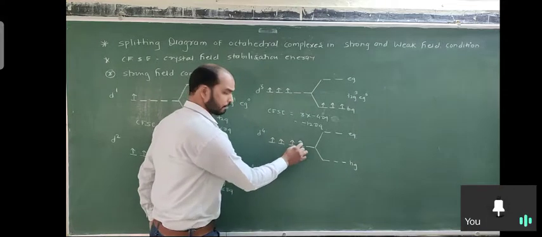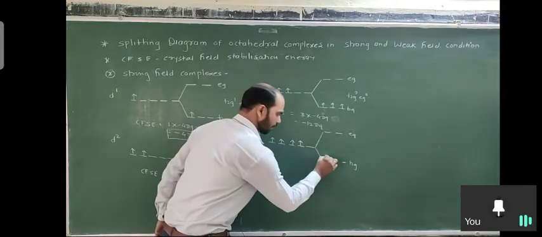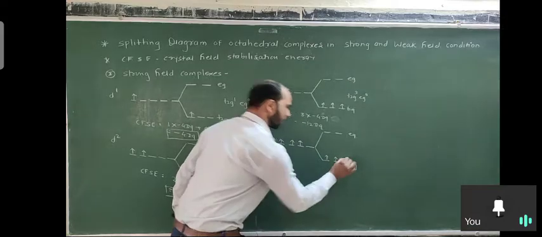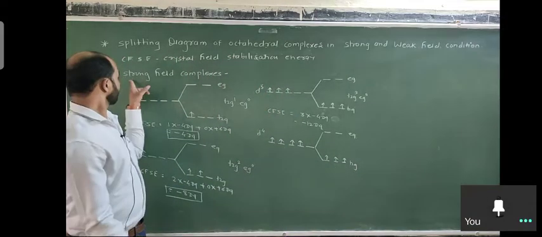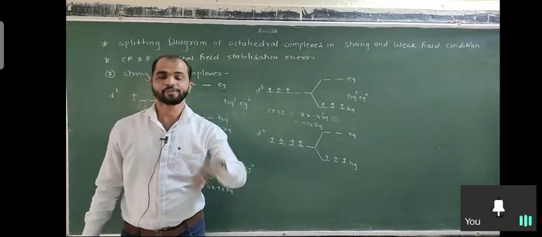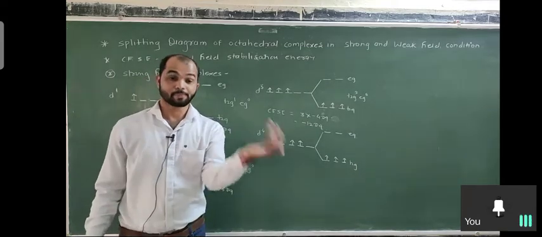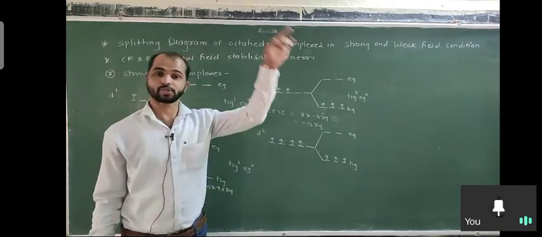1, 2, 3, only 4. So first is here, second is here, third is here. What is the condition given to you? Strong field condition. In strong field condition, the electrons are paired up rather than going to the higher state.